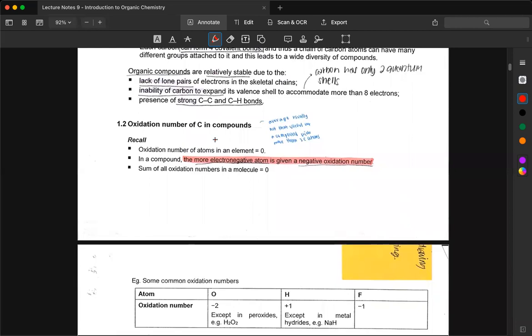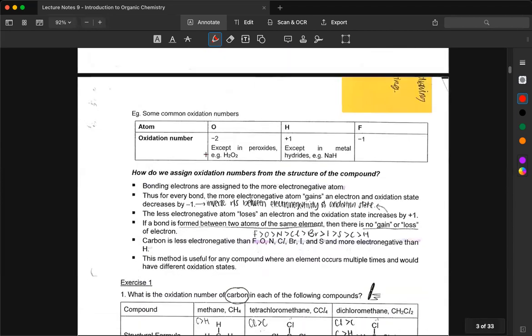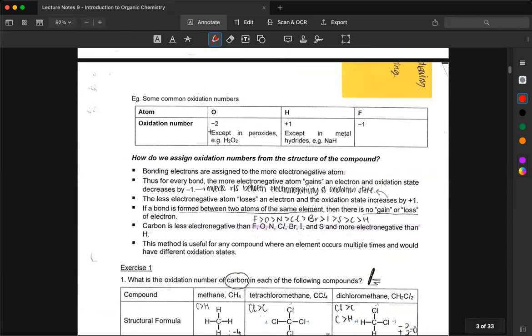The oxidation number of atoms in an element is always 0, but in a compound, the more electronegative atom will be given a negative oxidation number. However, the sum of all the oxidation numbers in the molecule will still be 0. Now, these are some examples of common oxidation numbers of the elements we are familiar with. Oxygen is -2, except in peroxide. Hydrogen is +1 or -1. Fluorine is always -1 because it's the most electronegative element.